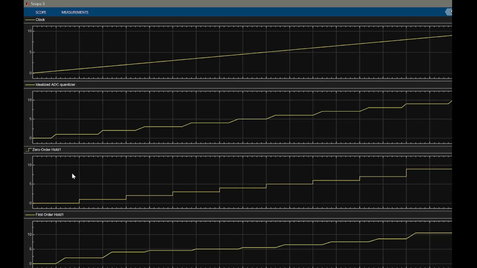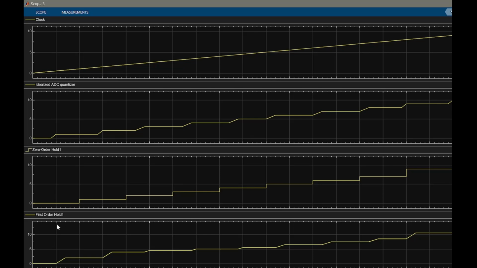Now graph 3, the third graph shows the output of the zero order hold. Notice that every digital level is held constant until the next update. Constant, next update, constant, next update. The output changes suddenly from one level to another level, creating a familiar staircase waveform.